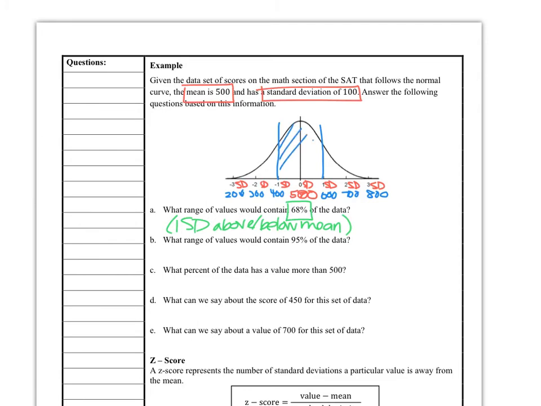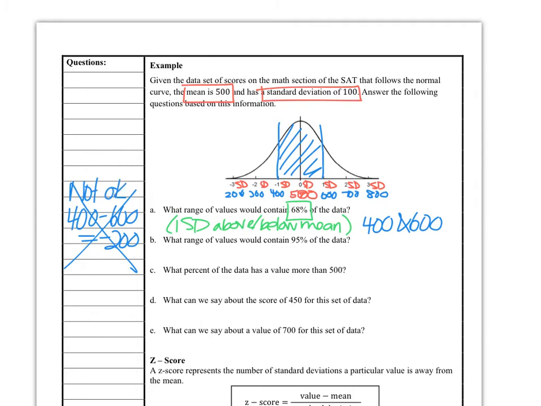So within this region, 68% of the data would be between 400 and 600. Listen, I do not want you to write 400-600. This looks like you are trying to tell me that it's equal to -200. Okay, this is not okay. So again, put an and symbol, write the word to, do something besides a minus sign.